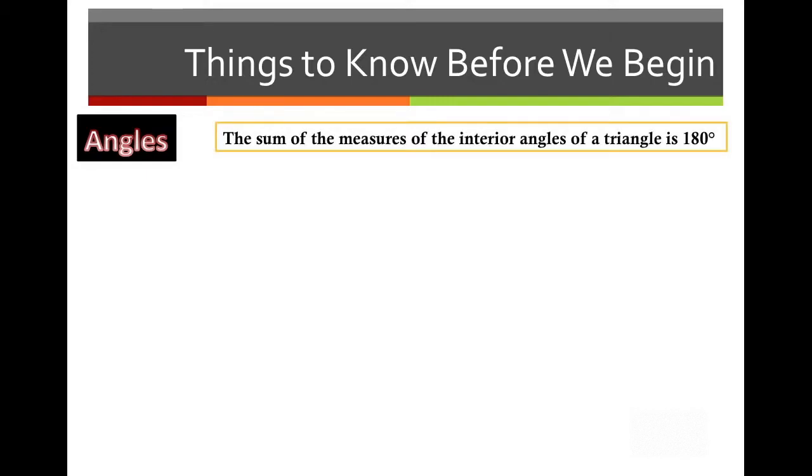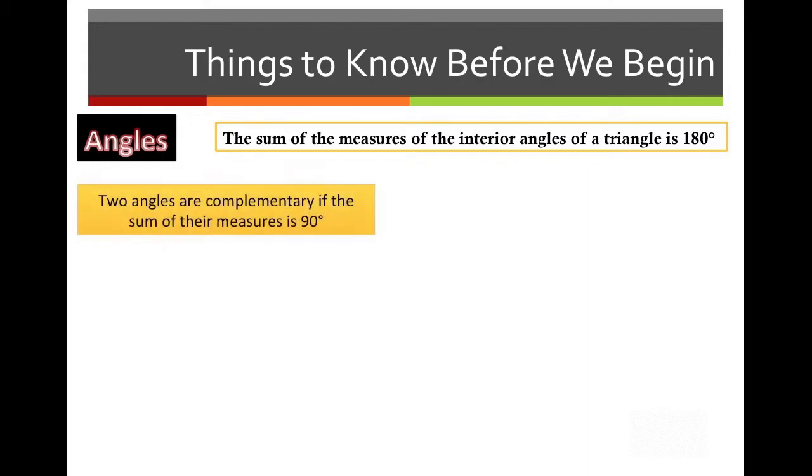You should know that the sum of the measures of the interior angles of a triangle is 180 degrees, and that two angles are complementary if the sum of their measures is 90 degrees. For example, these two angles are complementary because 31 plus 59 degrees equals 90.